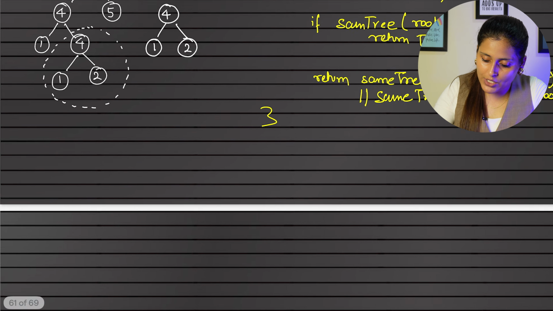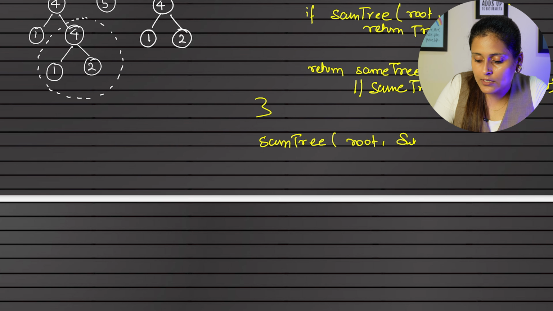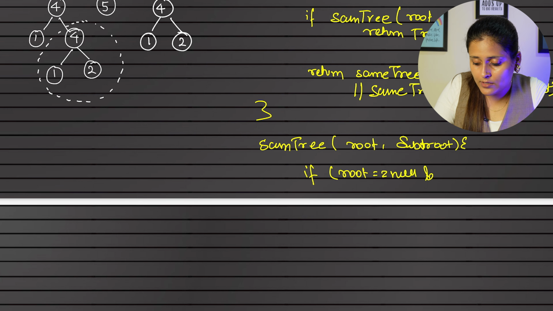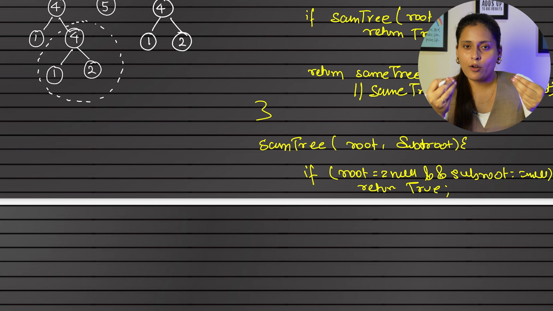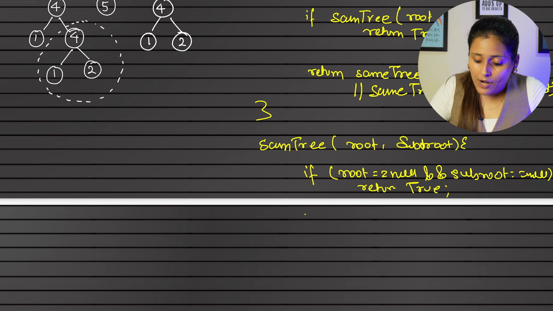Can we write the same tree check for you all again? Okay, so let's say same tree. In same tree we will have root and subroot. Correct? So here, what we did, the base case: if our root is null and subroot is also null, meaning both are null, then return true. Return true means both are on the left or right side of the leaf node. Can I say that?